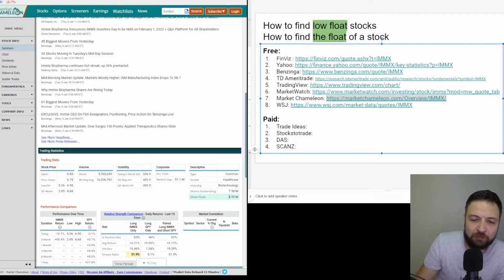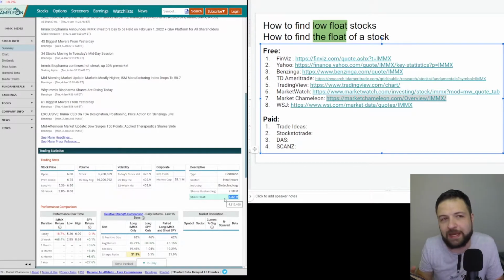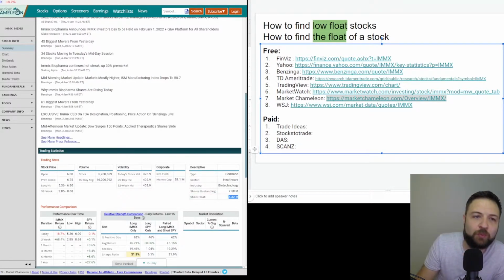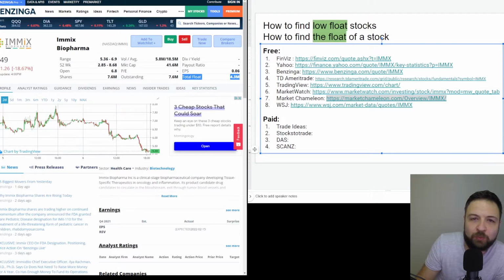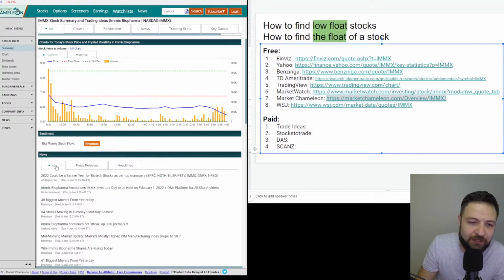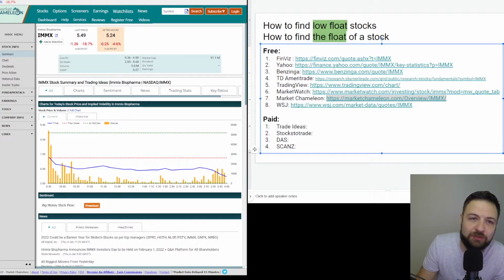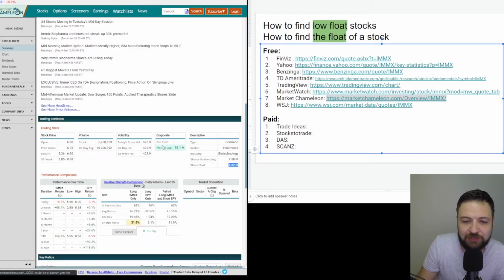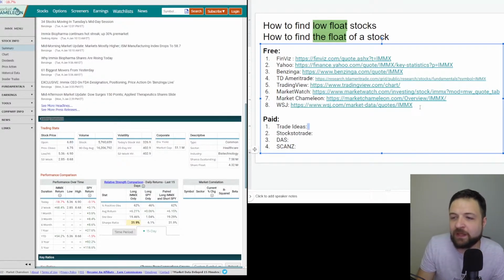Okay, so Market Chameleon, 4.32 million. So we're going back to what Finviz was reporting and what Benzinga reported, 4.3, right? So Finviz, right here, you go to this link, overview/IMMX, which is the stock symbol. You scroll down and look at the trading statistics. You see that 4.3 million right here.